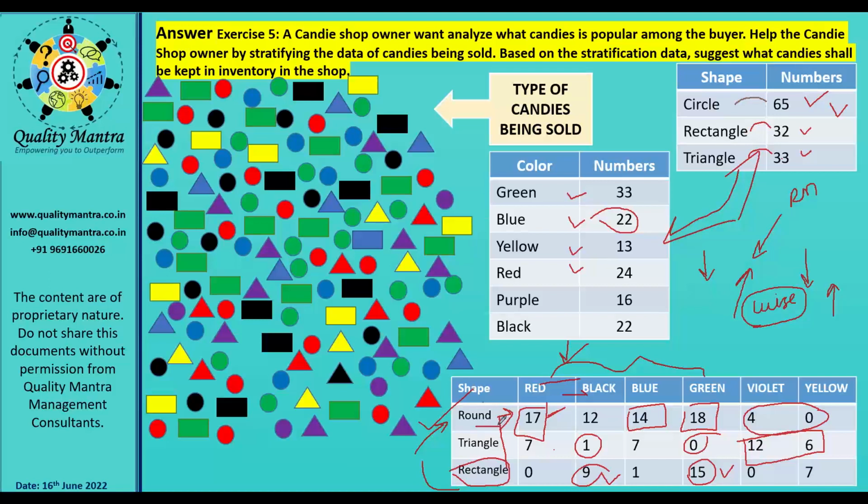People will come for round. You don't have the round in the stock. They will go to another shop, another company. So that's why analyzing the data using the stratification is a very good tool.